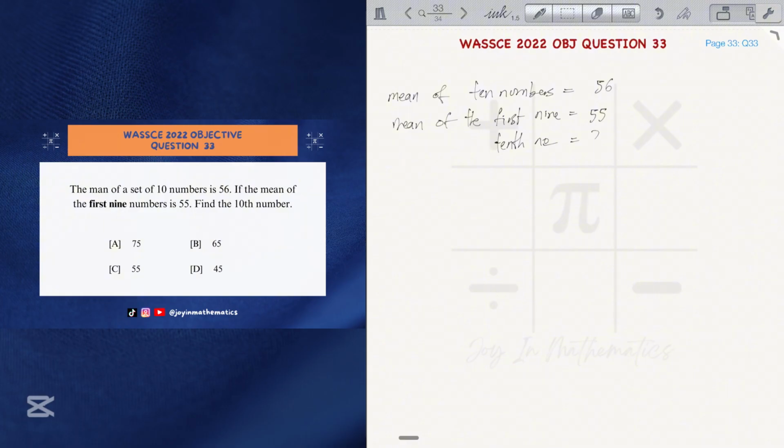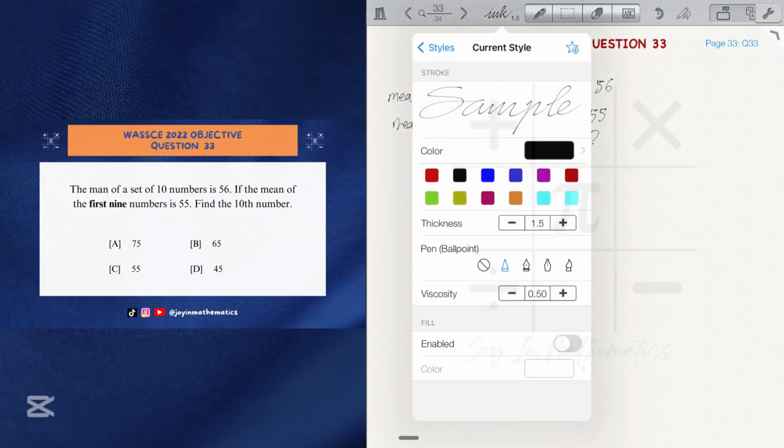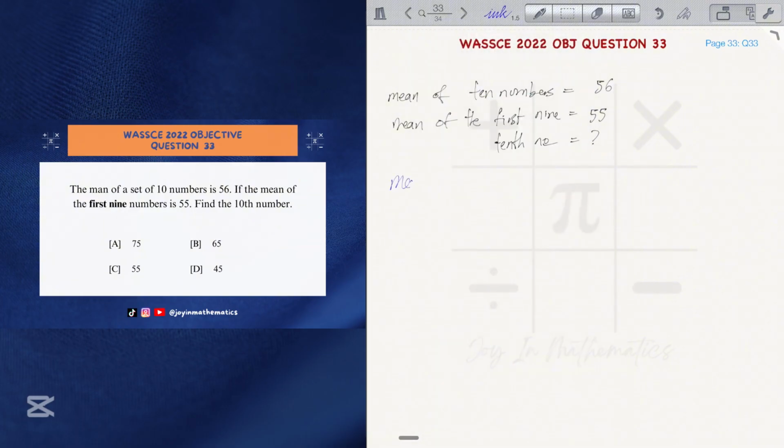Now, what is the formula for mean? Mean is equal to the sum divided by the number n, that means the number of possible occurrences, the number of the sets. Let's just use n. Some will say it is summation f of x divided by summation f, or some will just say simply summation x divided by n.